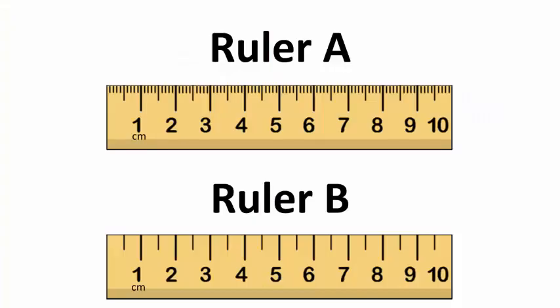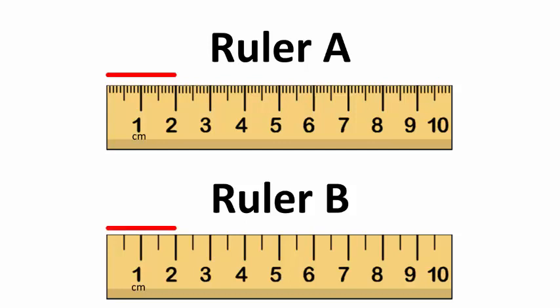Consider the following two rulers. Which of the two rulers is more precise? Ruler A is more precise because the smallest increment in its ruling is 1 millimeter, whereas ruler B has the smallest increment of only 5 millimeters. So ruler A can measure more precisely a smaller change in length than ruler B.